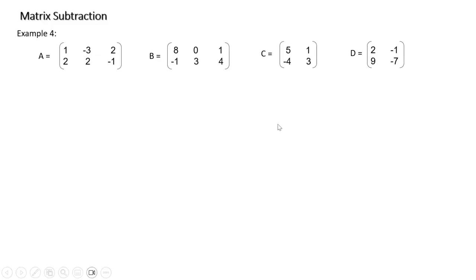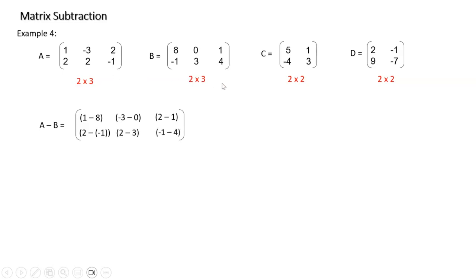Now to do the very same one, but instead of adding, we're going to subtract them. Right? So again, this is the size of each matrix. So A minus B is going to be the same thing as 1 minus 8, -3 minus 0, and 2 minus 1, and 2 minus -1, and then 2 minus 3, and -1 minus 4. And it's going to give us -7, -3, 1, 3, 1, -1, and -5. That's your solution.